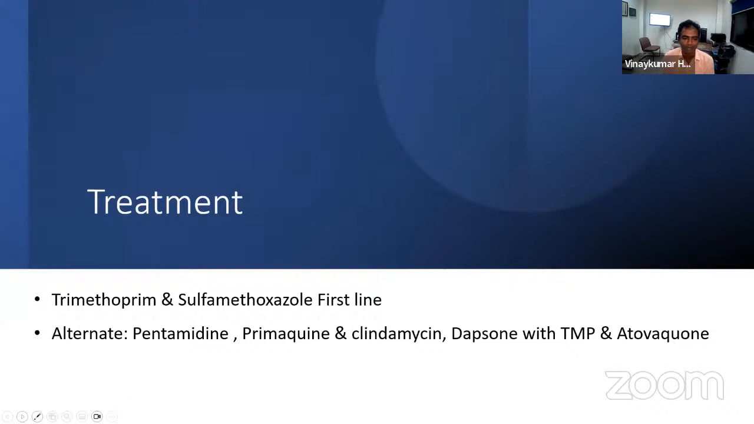Now, the treatment. I am not going to go into the details of treatment. You know that the first drug of choice is trimethoprim-sulfamethoxazole. The alternative drugs are pentamidine, primaquine, clindamycin, and dapsone, or trimethoprim and atovaquone. And these drugs have to be used by looking at the type of patient you have. If you have a transplant patient in whom any of these drugs are contraindicated, then you need to choose the alternative drugs. So I'm not going into the details of the therapy because that's not my specialty.